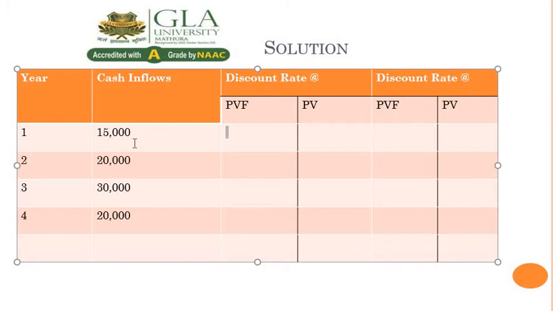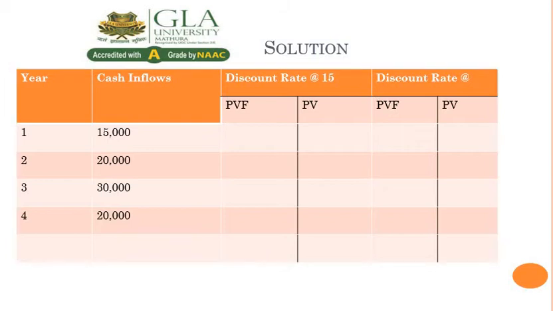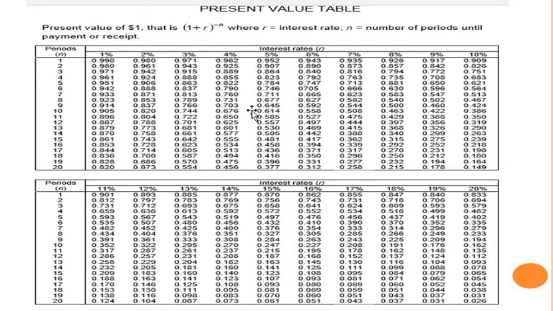So we simply go to a higher rate. Just assume that the rate is 15%. We find the present value factor for 15% from this table. The table shows the interest rate and the period: first year 0.870, second year 0.756, third year 0.658, fourth year 0.572, and so on.